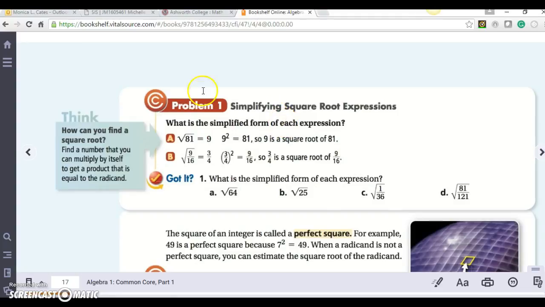So let's look at problem 1. It says simplifying square root expressions. What is the simplified form of each expression? The square root of 81. The square root of 81 is equal to 9, and we know that because 9 squared is equal to 81.